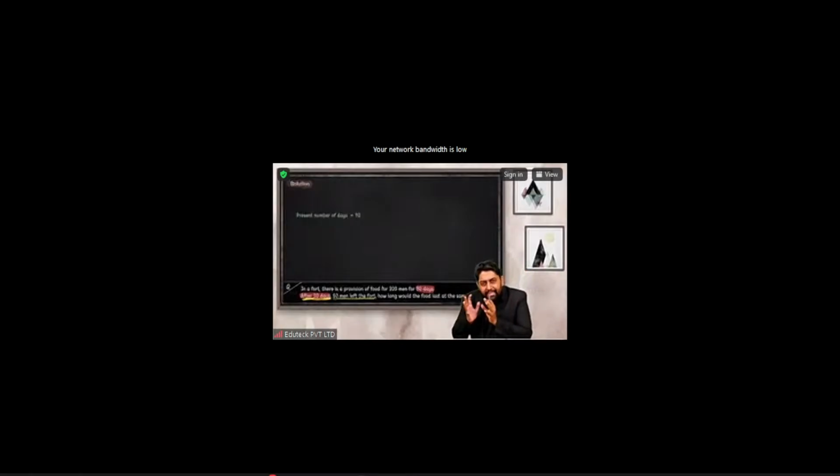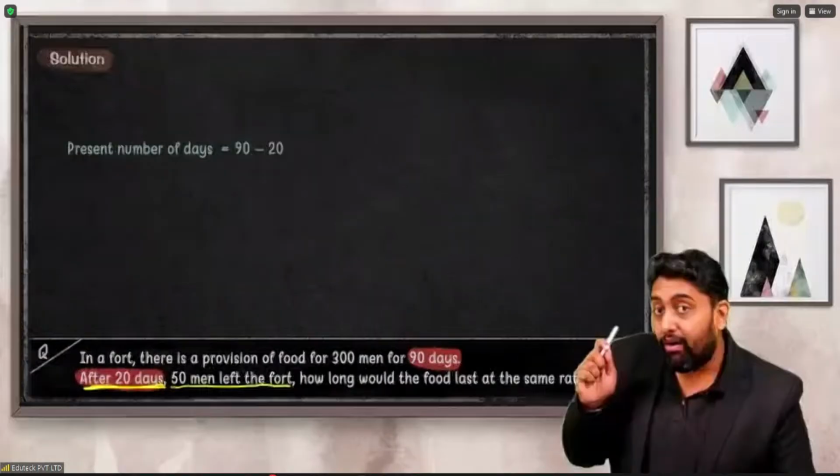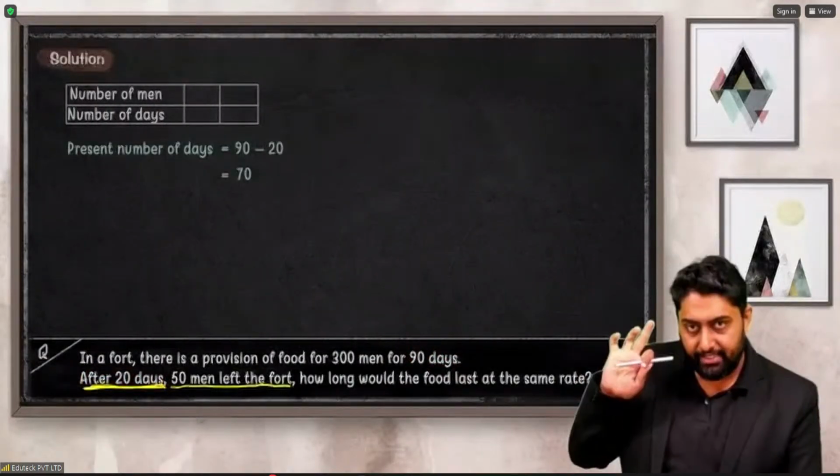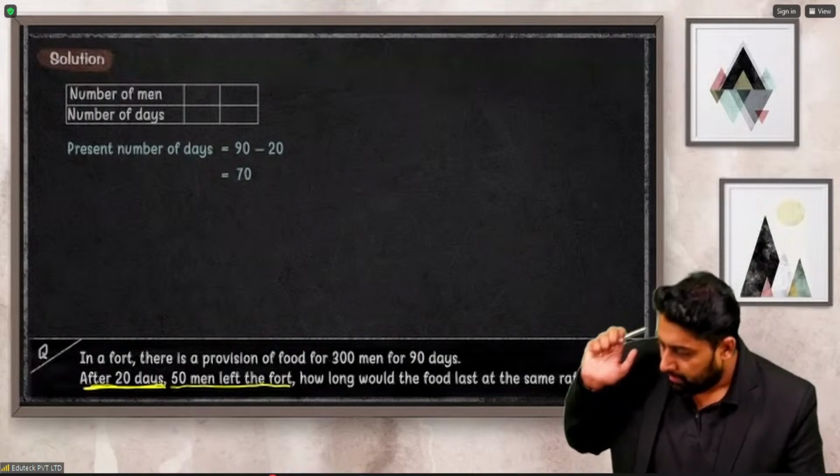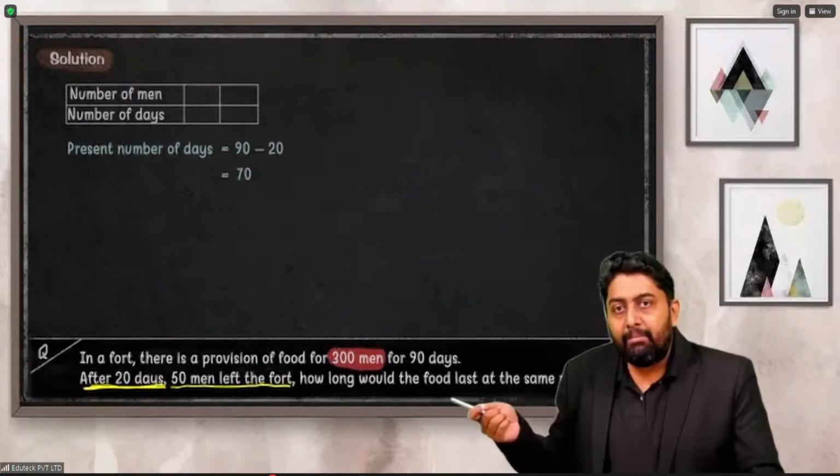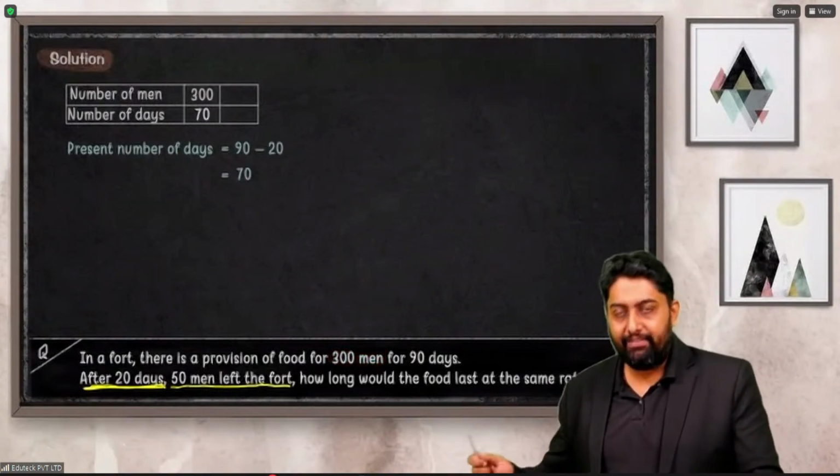Total days were 90. Out of that, we have already crossed 20 days. So how many more days are remaining? 70. How did you get that? 90 minus 20. That's the first value. Correct? Next. So we can say the number of days that we have is 70.